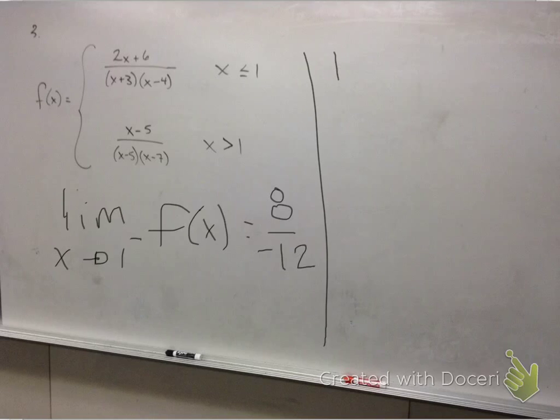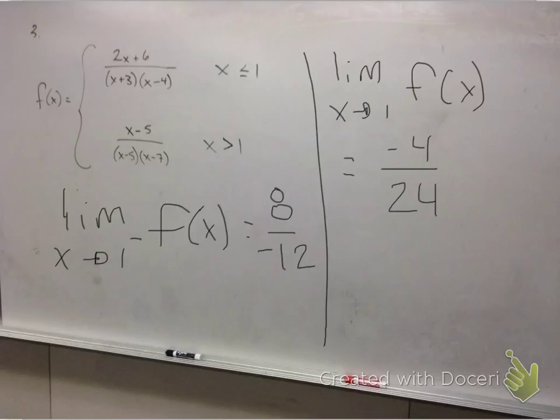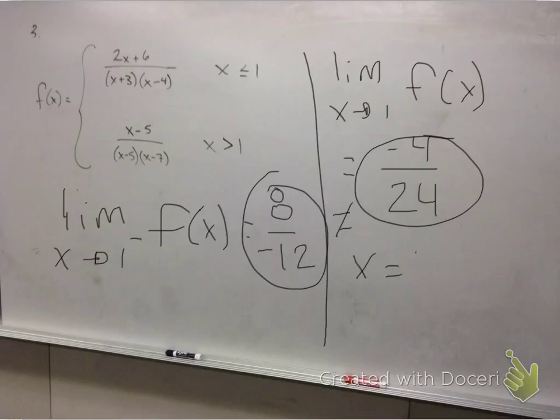To do the limit as x approaches 1 from the right, I would use the bottom piece, because that's when x is bigger than 1. So again, I'm just going to plug 1 into that and talk my way through it. 1 minus 5 is negative 4. In the denominator, 1 minus 5 is negative 4, 1 minus 7 is negative 6, negative 4 times negative 6 is positive 24. If I reduce these fractions, they're not the same fraction. Since they're not the same, the limit from the left side is not the same as the limit from the right side. And since the limits differ, x equals 1 is a point of discontinuity and is going to be a jump discontinuity.